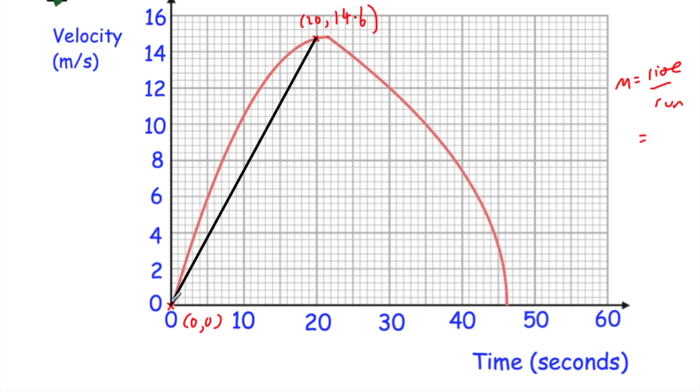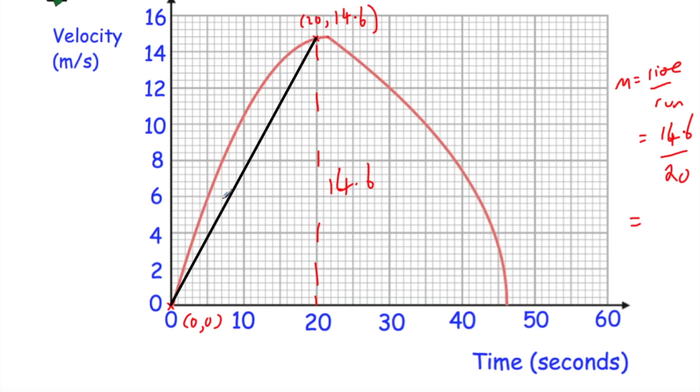The rise, well, it's going from a height of 0 up to a height of 14.6. So the rise would be 14.6. And the run, we're going from 0 to 20, so the run would be 20. So if we do 14.6 divided by 20, that'll be the gradient of this line.